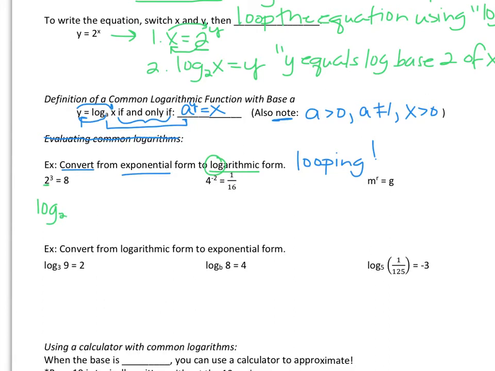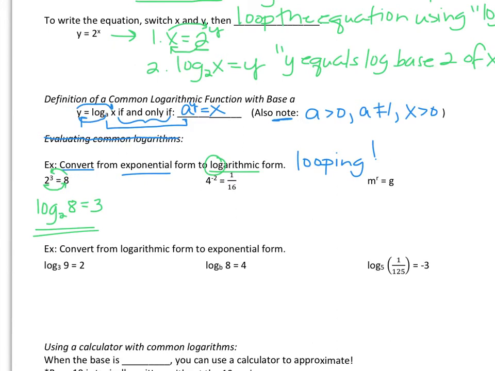What are we taking the logarithm of? Here's where the looping comes in. We're going to put the 8 on the left. Sorry, I don't know why I said split up the 8. Log base 2 of 8, and what it's going to equal is the exponent of 3. So the exponent will always be on the opposite side when you take the inverse. And that's it. That's all you do to convert.